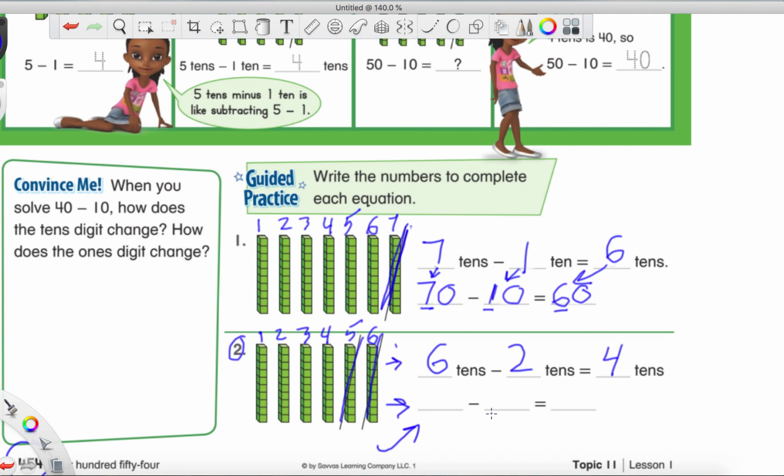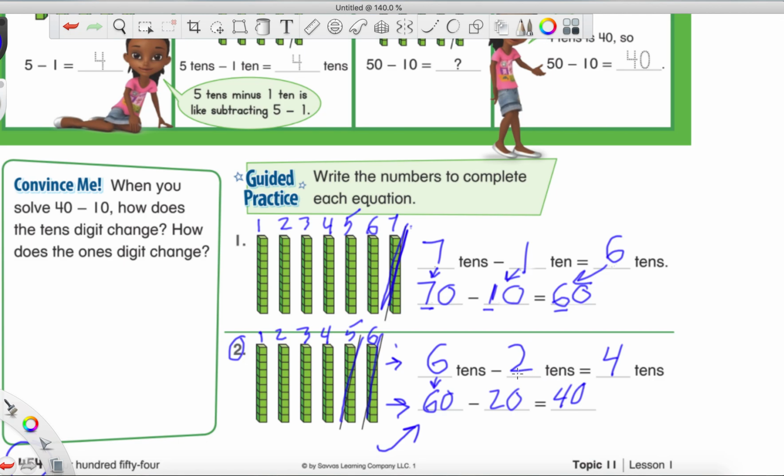All right, so if you're not done, again, pause the video, okay? But if you're all done, let's keep going. Now, what big number does 6 tens make? Well, it makes 60. Remember, just bring down the 6, add a 0 at the end. 2 tens makes 20. And then 4 tens makes 40.